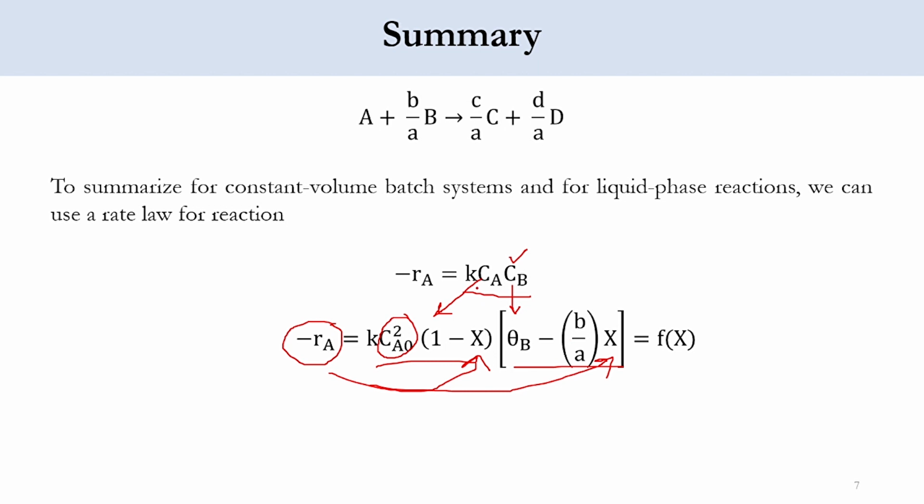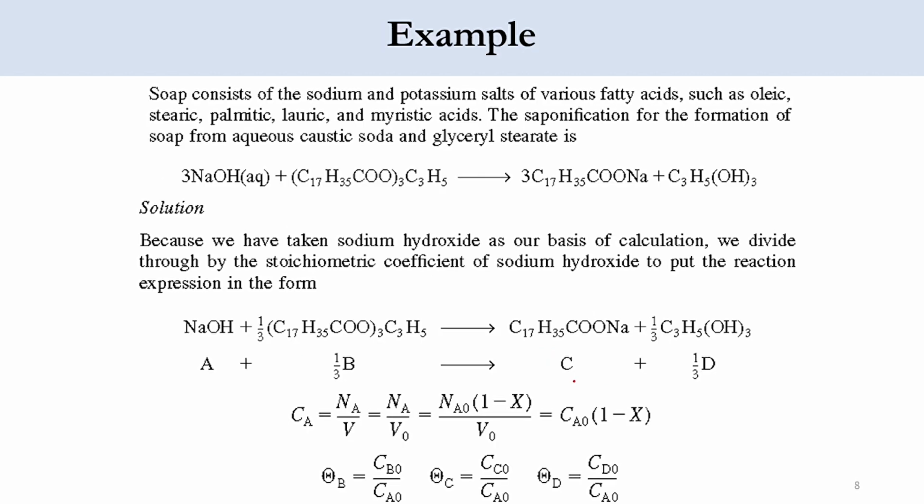So you can see that for Ca it was Ca naught into 1 minus x, for Cb it was Ca naught into this factor, so Ca naught square 1 minus x theta b minus b over a. And we have seen how rate of reaction is a function of conversion. Now we will solve this example. I will skip the stoichiometric part and will move on to the main part over here.